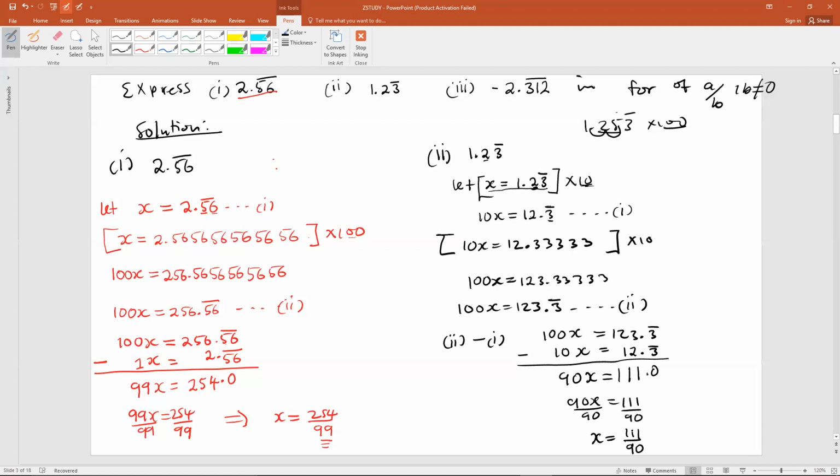In this case, I think 3 can go into both numbers. 3 in 11 is 3, remainder 2. 3 in 21 is 7. So 111 over 3 is 37, and 90 over 3 is 30. So 37 over 30 is in its simplified form. That's how you answer this question.